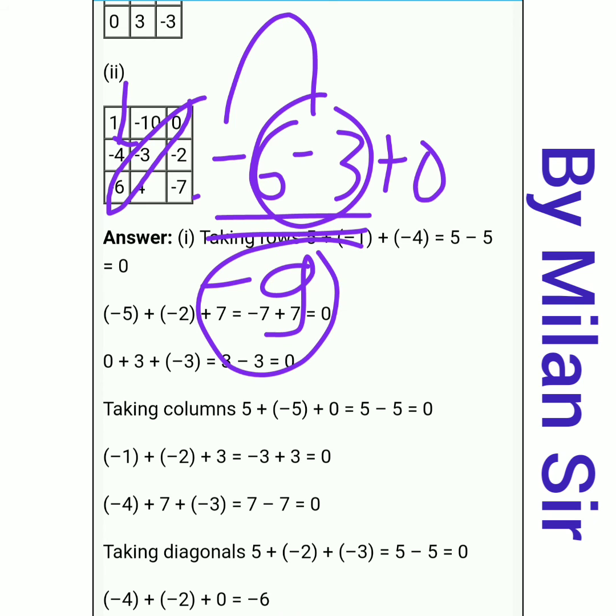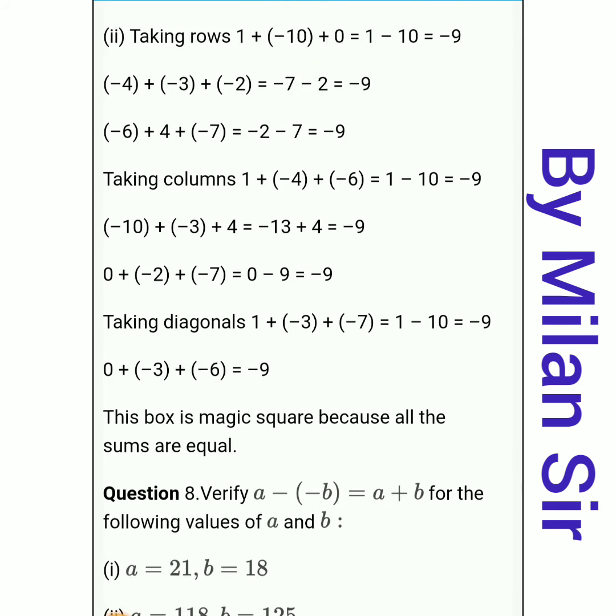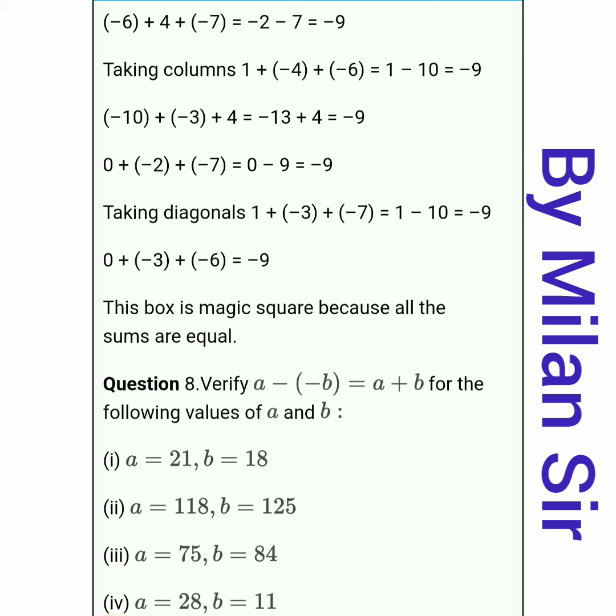Okay, so in all the cases we get the same answer, minus 9. That means the sums of all the columns, all the rows, and both diagonals are the same. So we can say that this is a magic square, right? This box is a magic square because all the sums are equal.